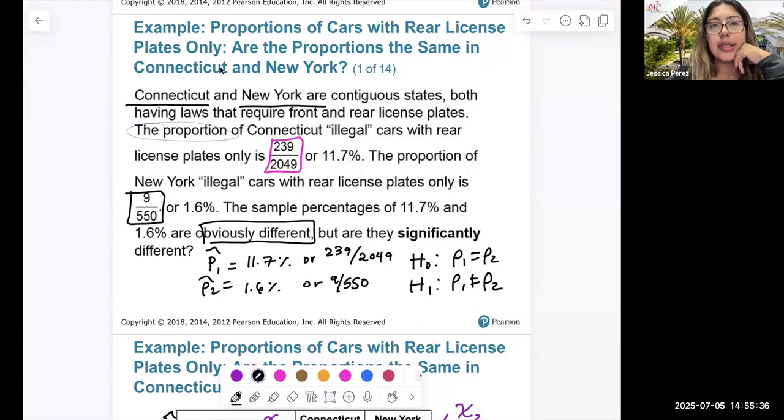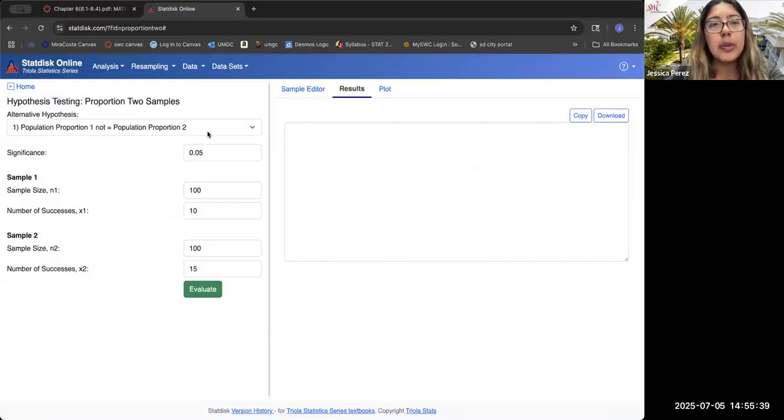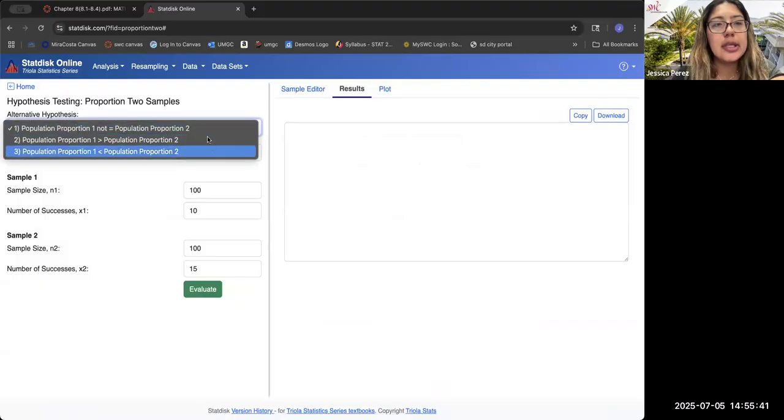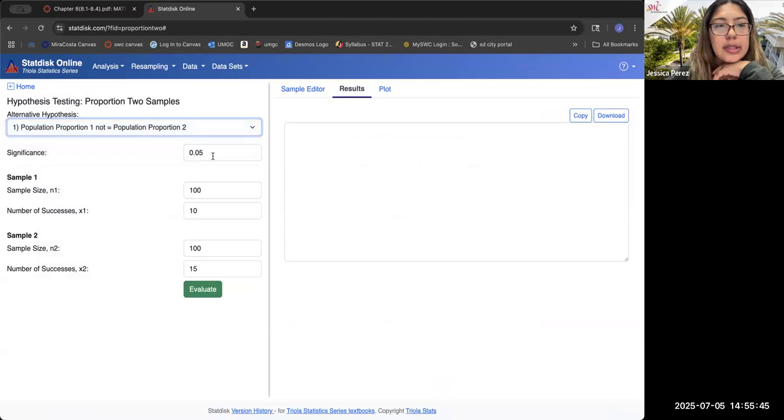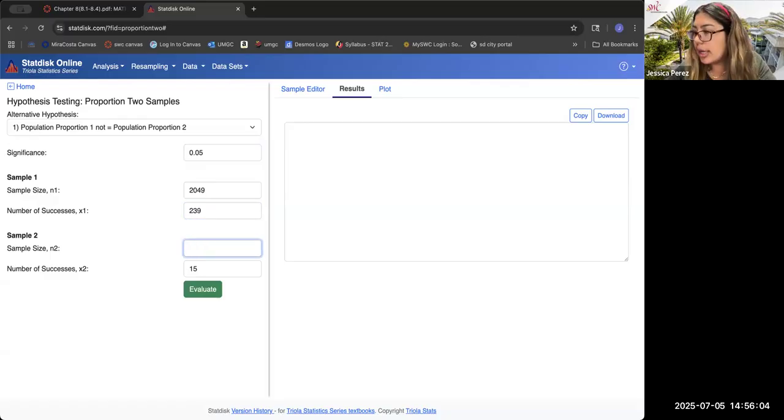So let's go back to StatDisk. Remember, what we need is the alternative hypothesis, p1 not equal to p2. That is our alternative hypothesis. Our significance level alpha is given as 0.05. Our sample size n1, we wrote it down, was 2949. And our number of successes was 239 for Connecticut. And then the sample size for New York, n2, was 550, and the number of successes, x, was 9.